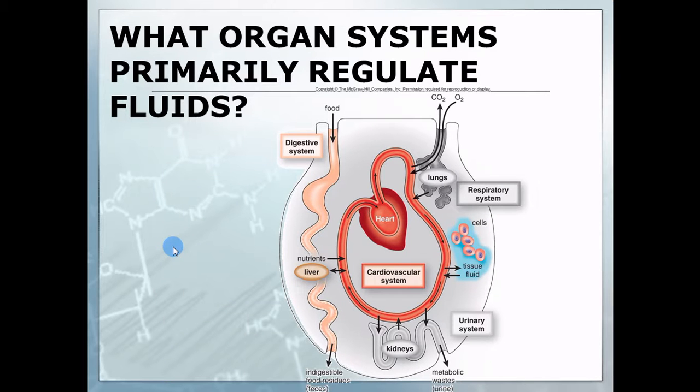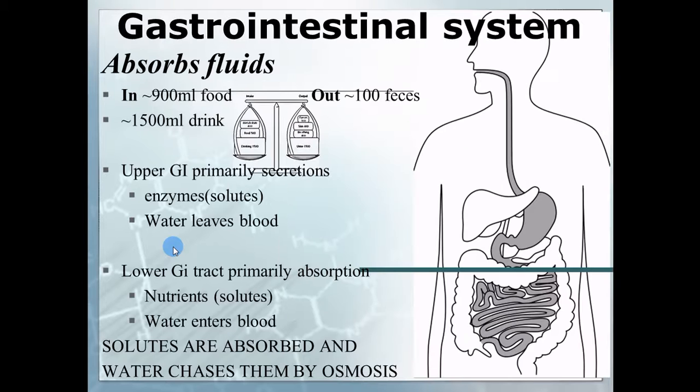So first I'm going to talk about the organs that help regulate fluids. We always just go straight for the kidney, but it's not just the kidney. You have a lot of systems working together to make sure those fluids are moving through your system, going to the right places, helping you keep them in and helping you get rid of them. The first system we'll talk about is the one that brings it in primarily, and that's the GI tract. Its main goal is to absorb fluids. Every day, you're bringing in about 900 milliliters from food and 1,500 milliliters from drink.